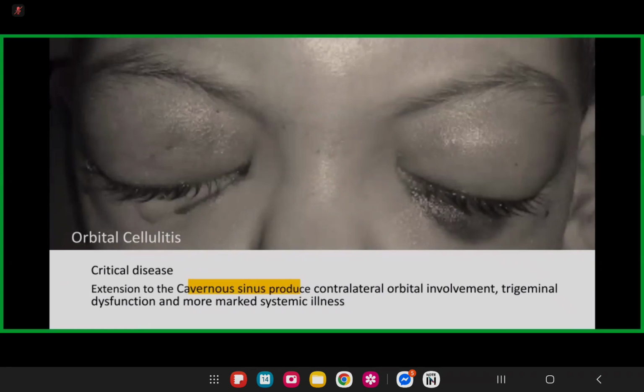When orbital cellulitis involves both eyes, that means it is a critical part. It can now be a critical disease. So consider extension to the cavernous sinus when both eyes are involved, because the cavernous sinus can produce contralateral orbit involvement, trigeminal nerve dysfunction, and a more marked systemic illness. Okay, so often it's lateral, but once it's bilateral, consider involvement of your cavernous sinus.